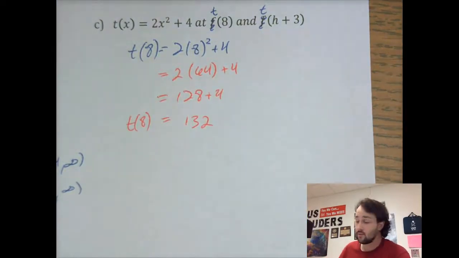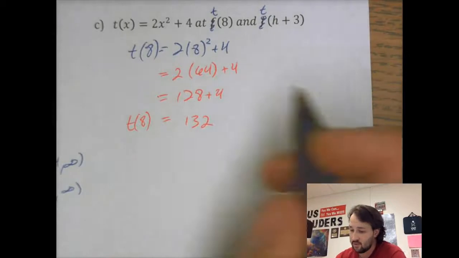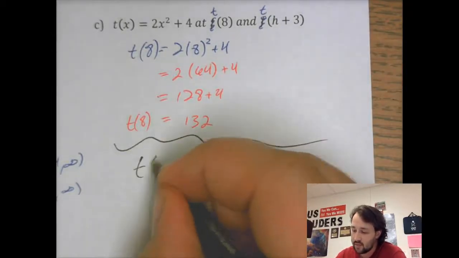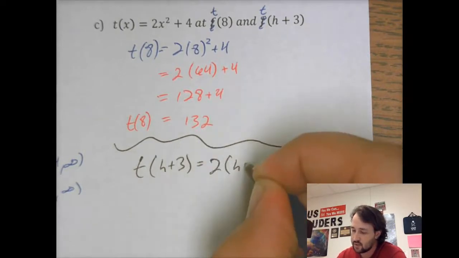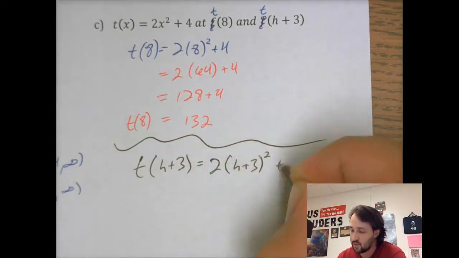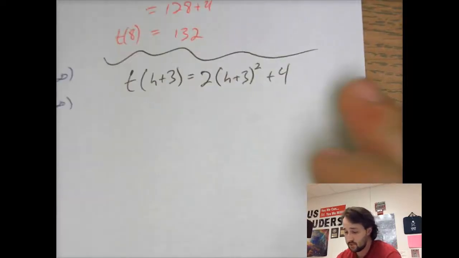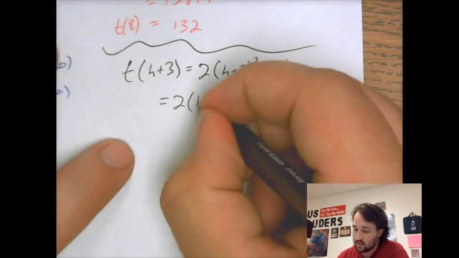Now this other side is going to require just a little bit more work. So we're actually going to have to distribute and multiply. It's going to be a lot of fun. I really enjoy these. So if I have t of h plus 3, t of h plus 3 equals 2 times h plus 3 squared plus 4. Again, you've got to follow order of operations. So in doing that, I need to make this 2 times h plus 3.